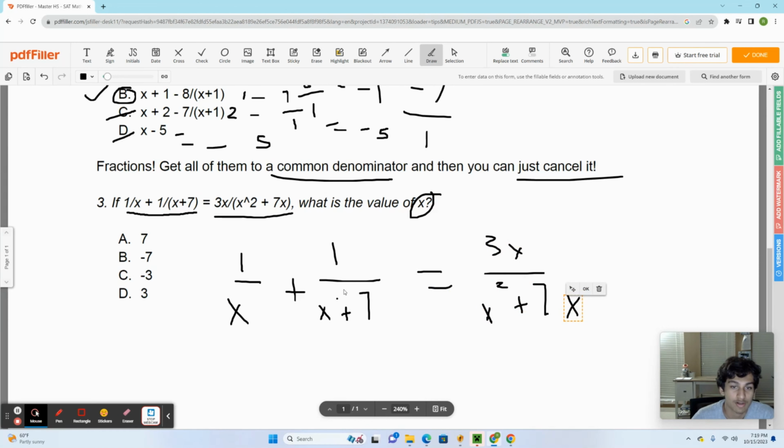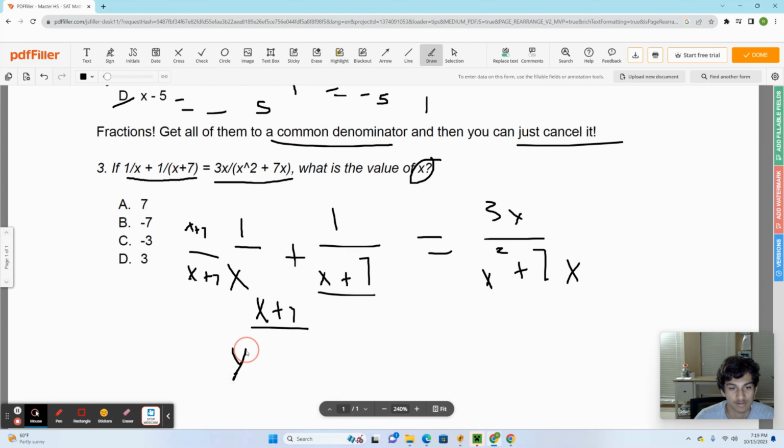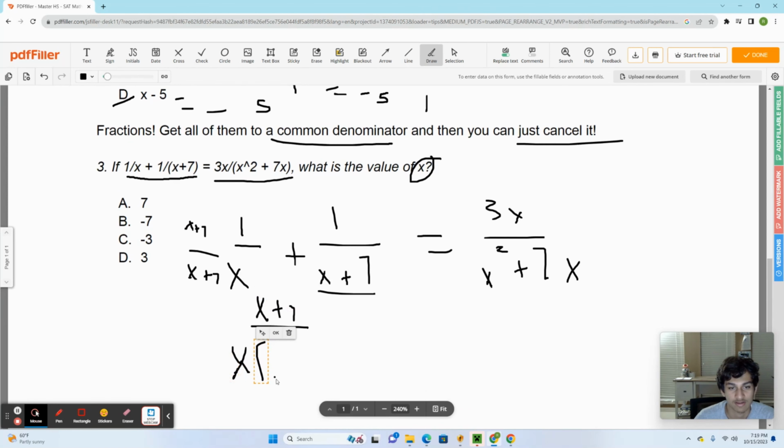Okay, so in order to get this on a common denominator, there's nothing we can really factor out. So we'll just have to multiply the top and bottom by this term and multiply this top and bottom by that term. So I'll write it out for you. So over here, the denominator is x plus 7. So let's multiply the top and bottom of this expression, 1 over x, by x plus 7. That gets us x plus 7 in the numerator, and that gets us x times x plus 7 in the denominator. Okay, I just multiplied by 1, so that works.